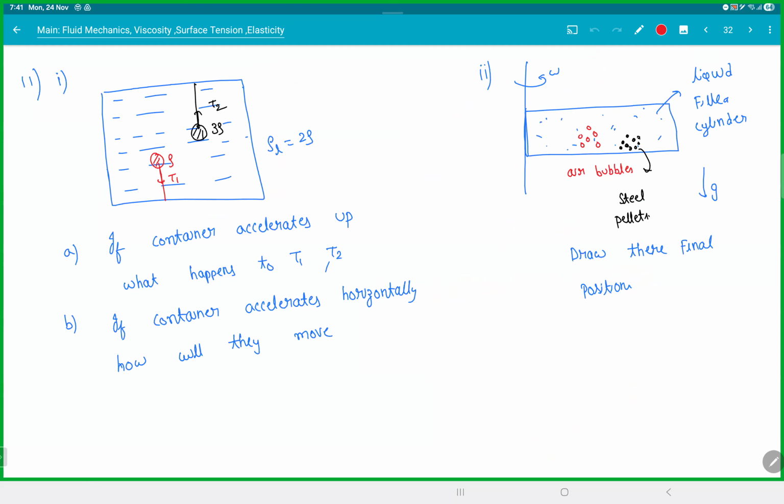The second thing, we have a cylinder rotating. Inside we have air bubbles and we have some steel pellets. It's a liquid-filled cylinder, and gravity is also there. If you're rotating with omega, how will these things move? Draw the final positions. Let's get them. These are more theoretical, but good ones. Increase, decrease, remain same, something of that sort.